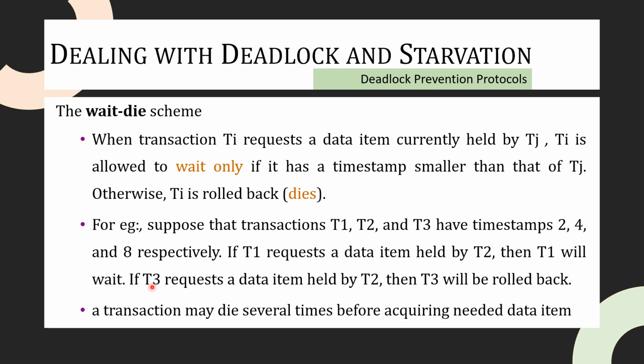If T3 requests a data item held by T2, T3 is having the timestamp as 8. So if T3 requests a data item held by T2, then T3 will be rolled back. It won't be in the wait state. Instead, it moves to the die state. It moves to the rolled back state. A transaction may be rolled back or may die several times before acquiring the needed data item.